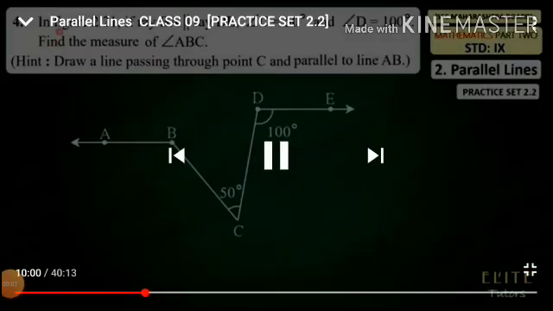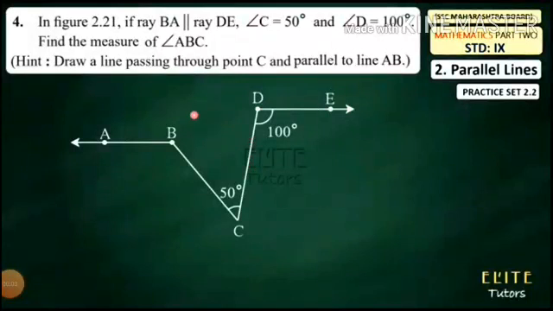So students, come to the main question number 4. Figure 2.21. Ray BA is parallel to DE. Angle C is given 50 degrees. And angle D is 100 degrees. Find the measure of angle ABC. This angle we want to find out.